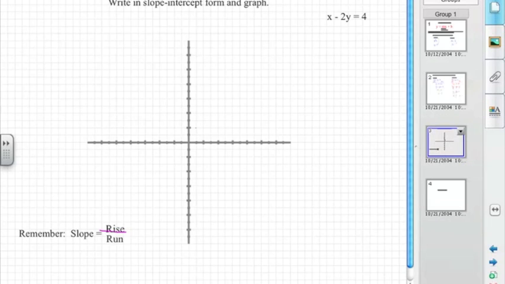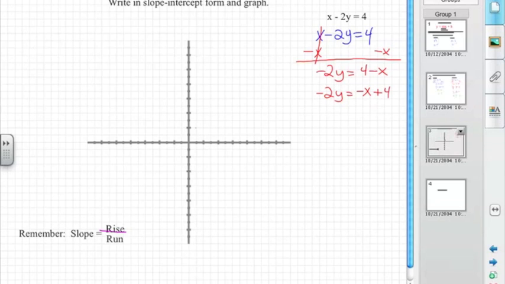So in the upper right-hand corner, we have x minus 2y equals 4 as our equation. We need to simplify this and put it into slope-intercept form. First, we will get rid of the x. It's a positive x. To get rid of it, we're going to subtract x from both sides. The x's on the left do cancel out. So now we have negative 2y equals 4 minus x. We will rewrite that so that it is negative x plus 4.